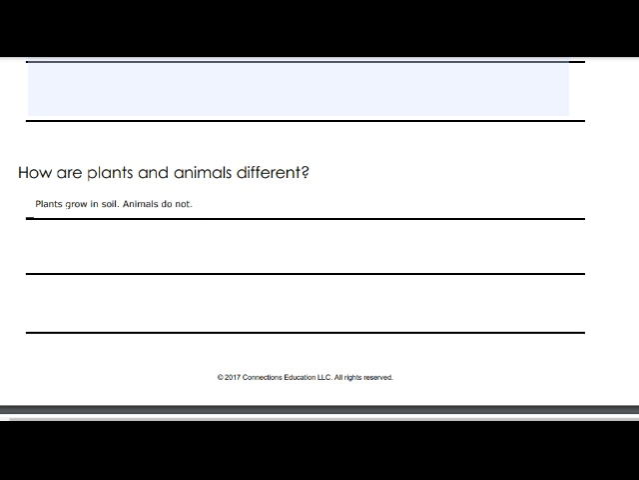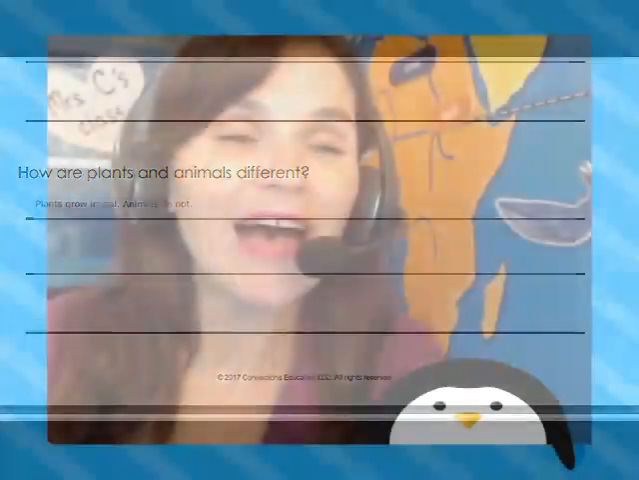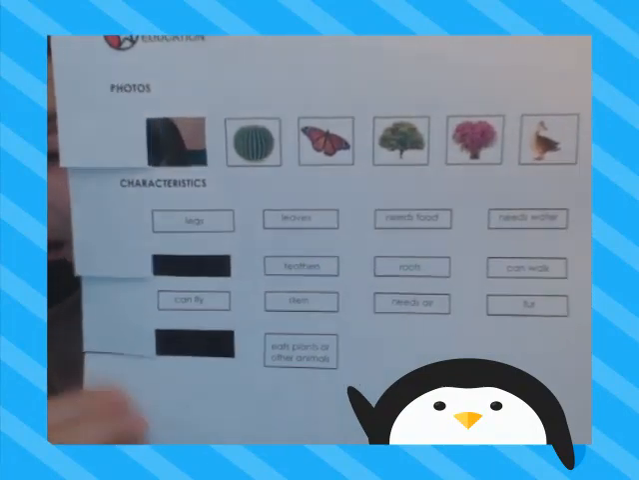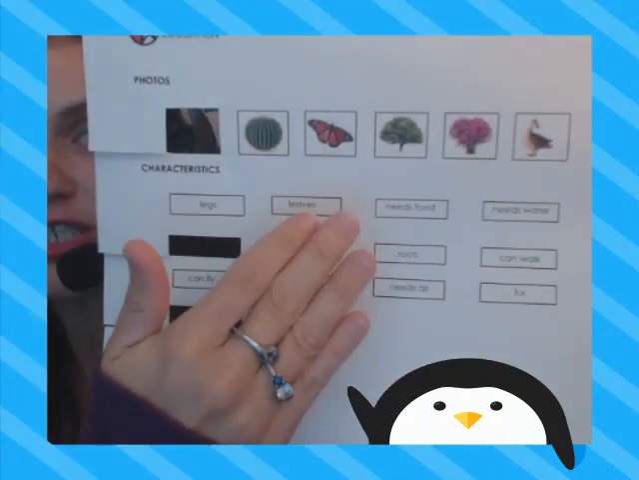There's a difference. Now remember, you're going to have so many different things that you can add to these questions. You don't have to answer them the same way I did. You're going to have all of these pictures and all of these characteristics in your Venn diagram. You can choose to write anything you'd like, but remember, you need one way they're alike or the same, and one way they're different or not the same.